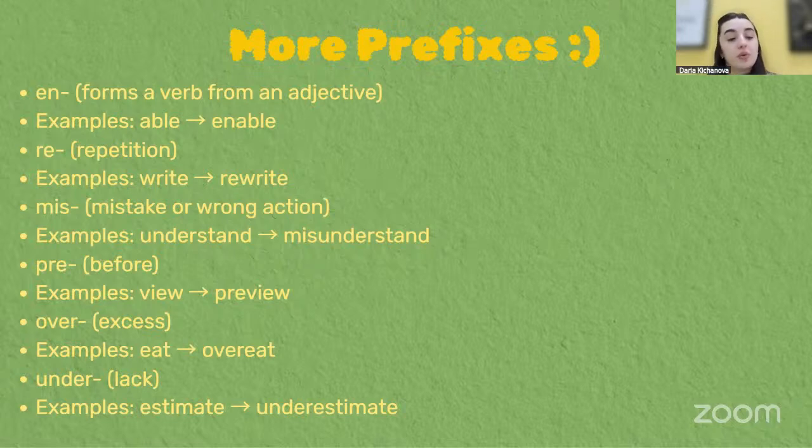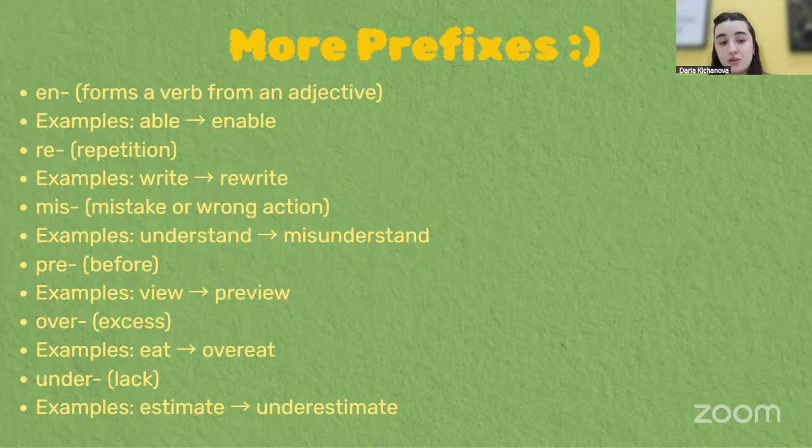If we are talking about the prefix re, it means repetition. Rewrite, repay, for example, and etc. So we need to do it one more time. Mis comes from mistake, I think. So it means mistake or wrong action. Understand, misunderstand. Click, misclick. So when you do something wrong.